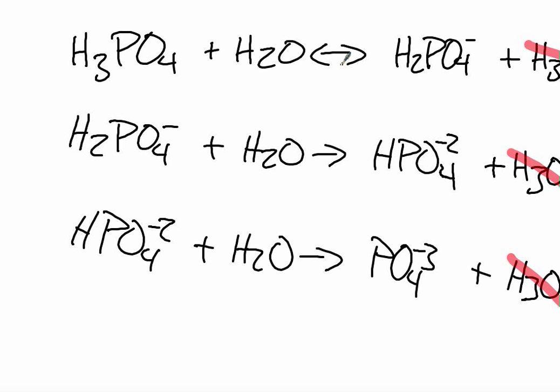Right, which means I should probably put a reversible arrow there. And that also means that about 99% of it is going to stay in this form. Only about 1% or less than 1% is going to become that dihydrogen phosphate and make hydrogen ion in solution. And this is a weak acid. This is an even weaker acid. This one down here is a weak acid too. The weakest of all three.